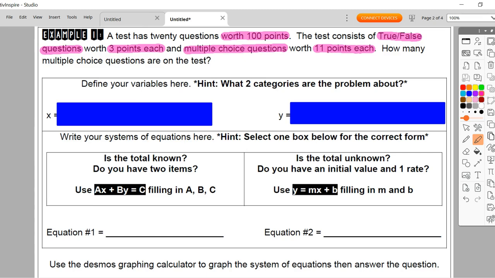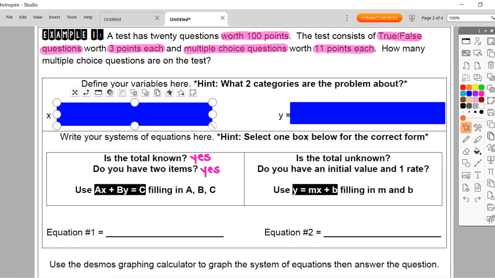So right away, just after highlighting those, I can think about what equation I'm going to use. I see that my total is known because I have 100 points as my total. And then I have 2 different items. The 2 different items are true-false questions and then multiple choice questions. Because like I just mentioned, I have 2 different items on this test and I have 2 different categories, I'm going to go ahead and make those my variables.